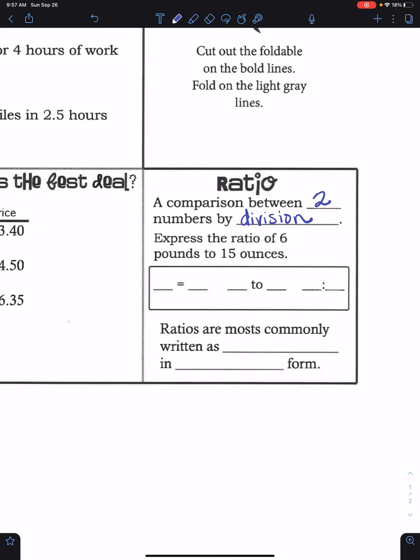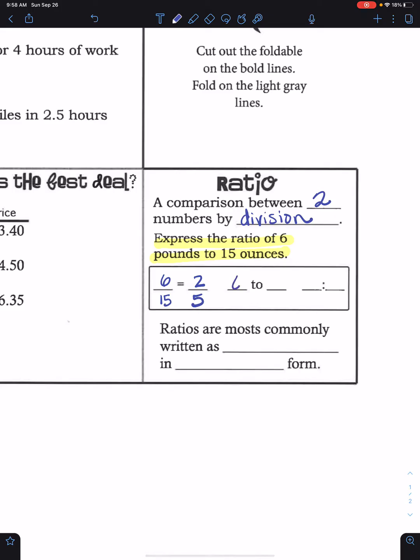It says to express the ratio of 6 pounds to 15 ounces. So you can do a fraction, which is the most common way to write a ratio. And when you have a fraction ratio, as always when working with fractions, you should simplify if you can. For this particular one, you can divide the numerator and denominator by 3 to get 2/5.